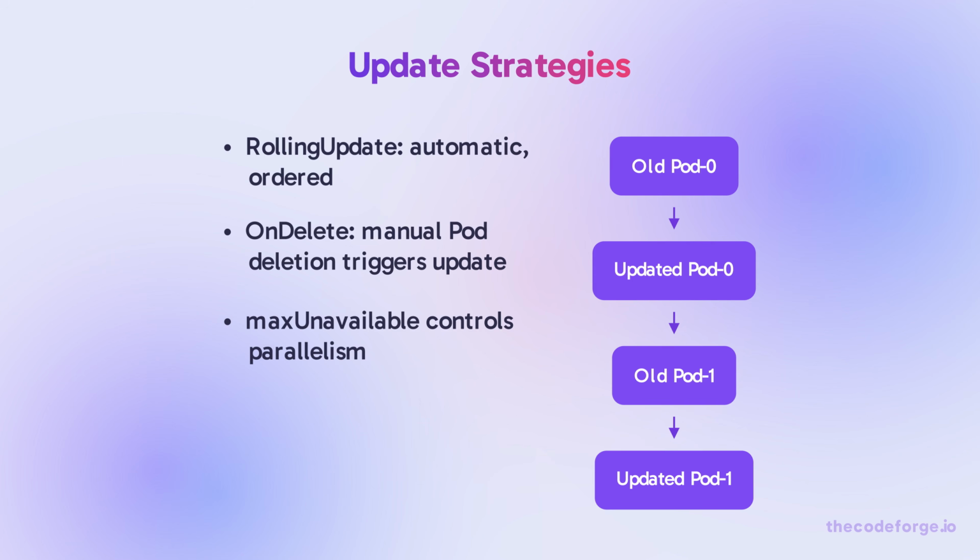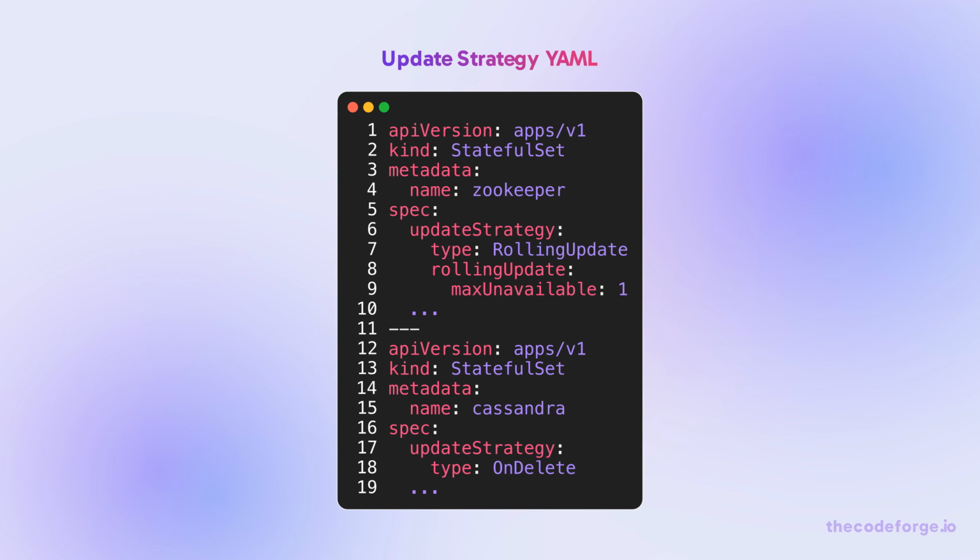RollingUpdate updates pods one by one in ordinal order. OnDelete gives you full control. Pods are updated only when you manually delete them. Here's how to configure update strategies. RollingUpdate with maxUnavailable 1 allows one pod to be down during update. OnDelete requires manual intervention.